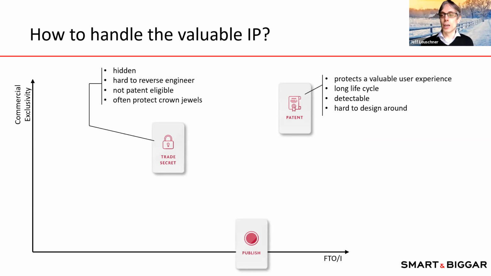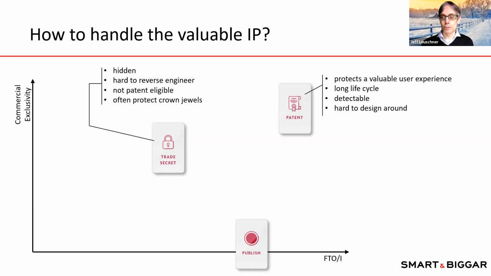Another action you could take is you could say, you know what, I have this IP, but I'm going to publish it, put it in the public domain, because at minimum, then at least I can stop others from getting a patent on it. Kind of goes back to our question we just talked about. If you publish it, once it's in the public, no one else can file a patent for it basically anywhere in the world. So when would you do that?